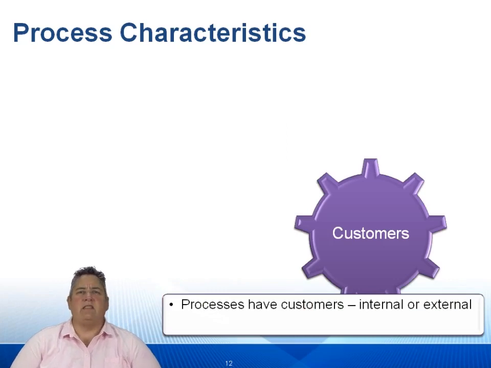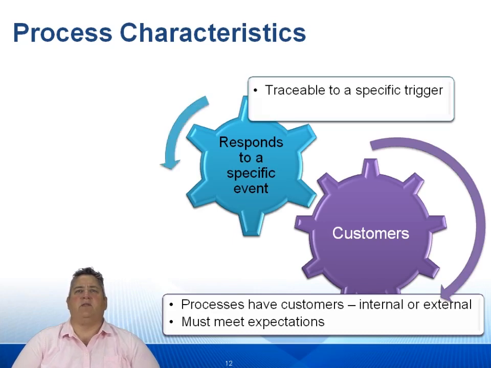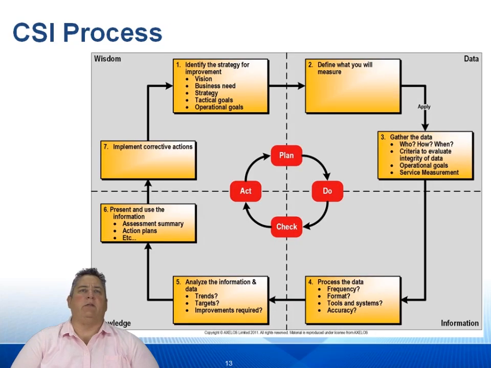We should always have a set of customers, whether they're internal or external. That process has to meet that customer's requirements. And additionally, a process should respond to a specific event. So its activities are traceable to a specific trigger that we know about, and that we have some sort of expectation for an outcome. So in other words, that trigger and that process could be iterative.